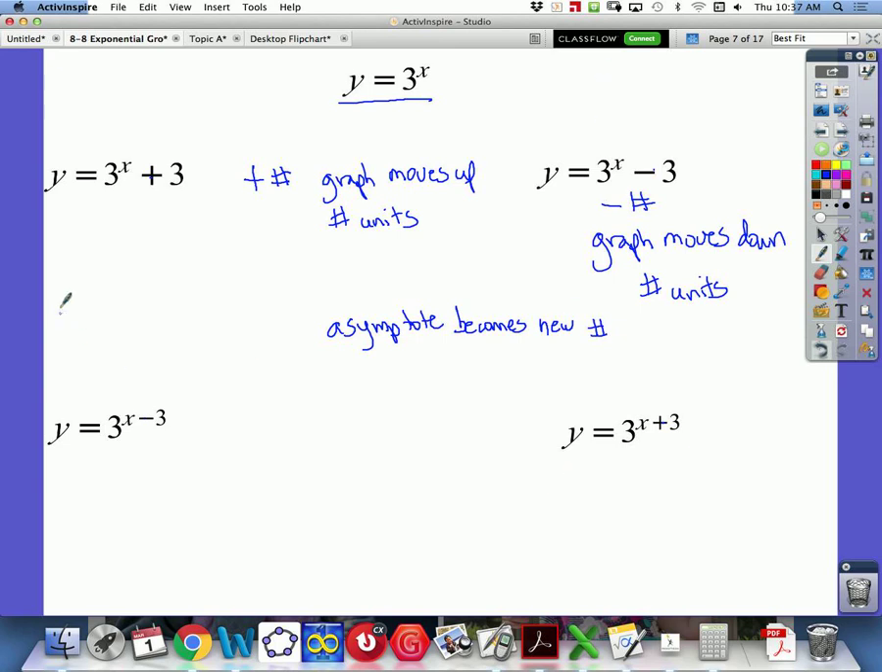So if I had an equation of y = 2^x - 10, that tells me the graph is going to shift down 10, and now my new asymptote is at y = -10.